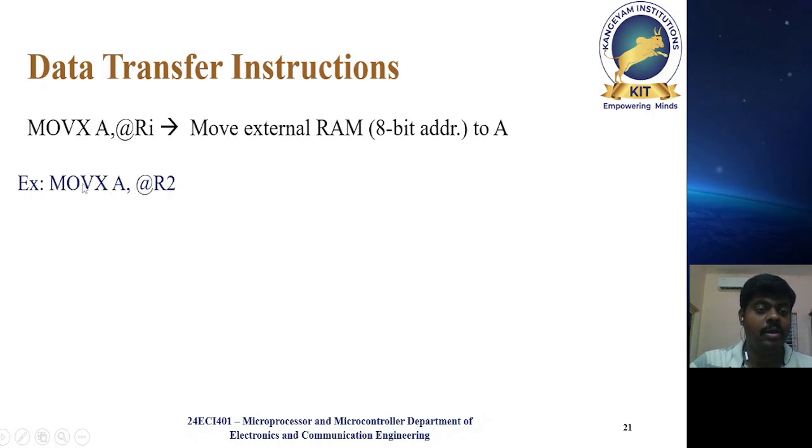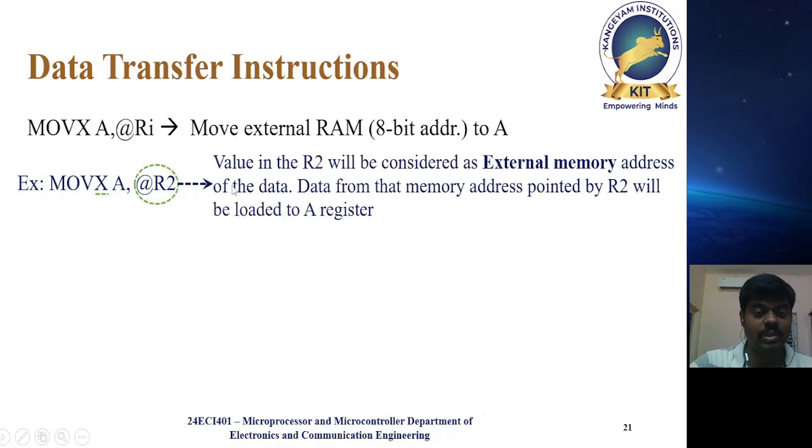For example, MOVX A comma at of R2. We know that at of R2 means R2 will be holding a memory location where the data is stored. There is no change in that. In previous instructions, whatever R2 is holding would be considered as an internal memory address of the data, but in this case we will be considering it as an external memory address of the data. So data from the memory address pointed by R2 will be loaded to the A register.